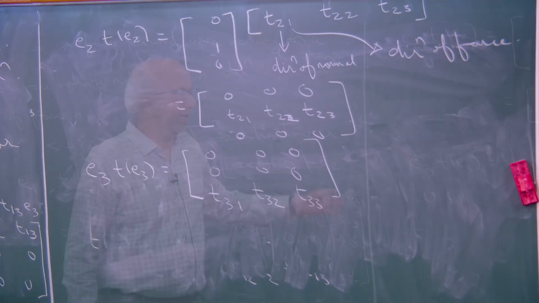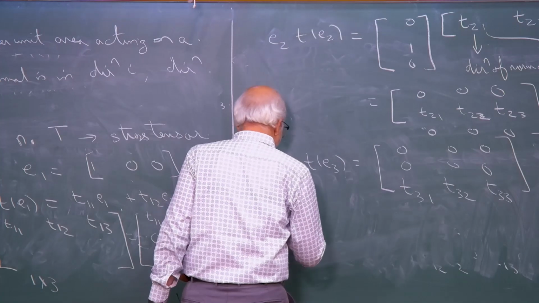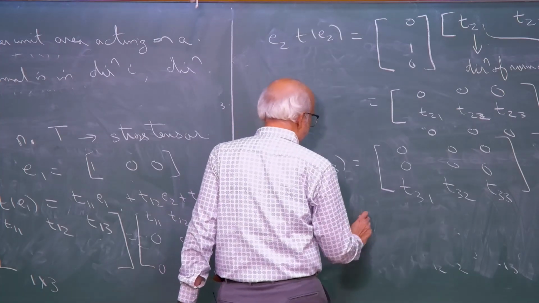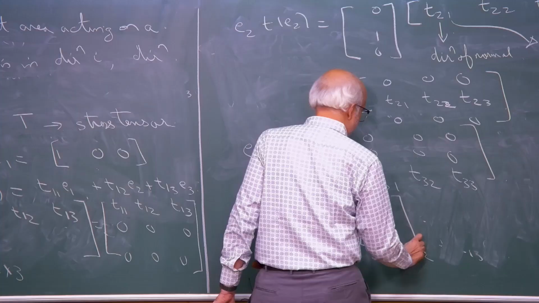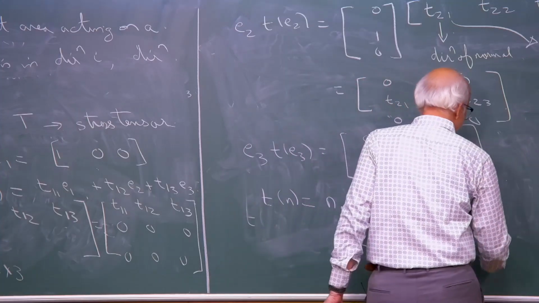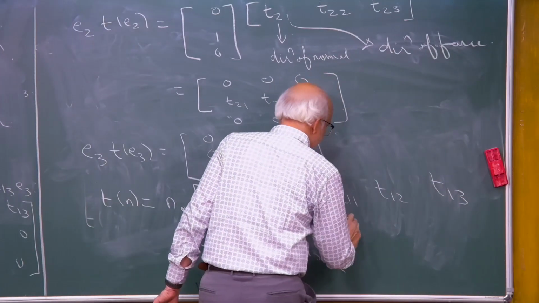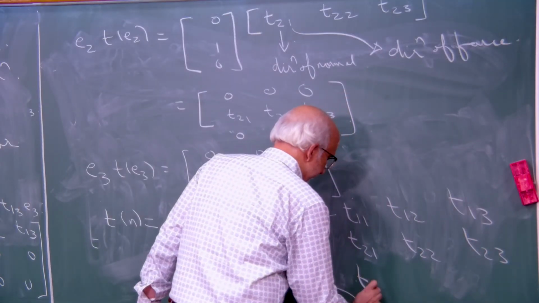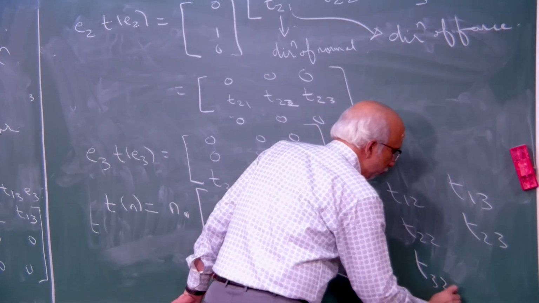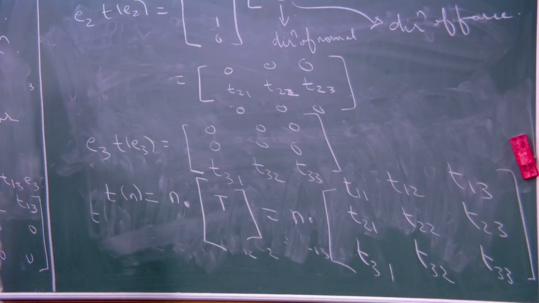Okay. So, when you add all of them, when you add these three things on the right hand side, you are getting T of n, which is n dot this tensor T, which is n dotted with T11, T12, T13, T21, T22, T23, T31, T32, T33. Okay.